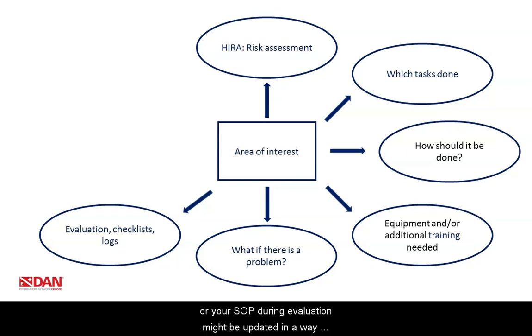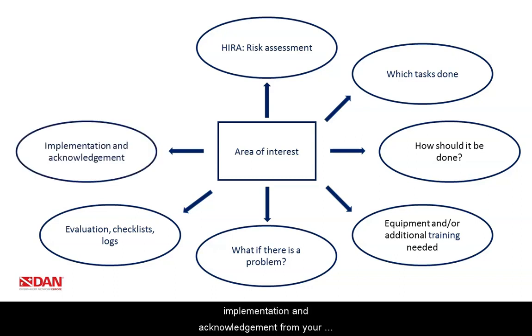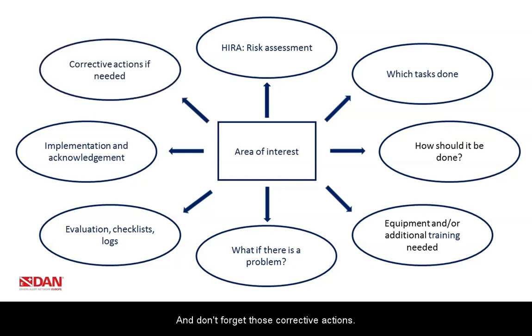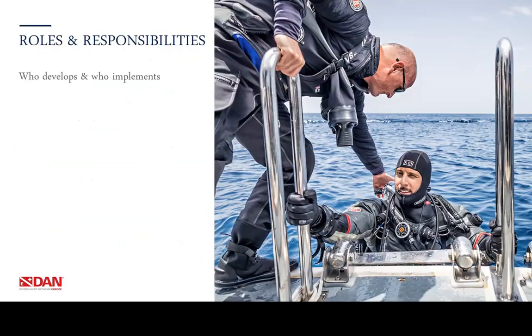Or your SOP during evaluation might be updated in a way that every time your staff member changes a filter, a new one is ordered, or something similar. Once you are happy with all of this, it brings us to the implementation and acknowledgement from your staff, as described earlier. And don't forget those corrective actions. Corrective actions might also be needed for the procedure itself, if it shows that something is wrong with it or it is not complete. Remember that the risk assessment is an ongoing action.